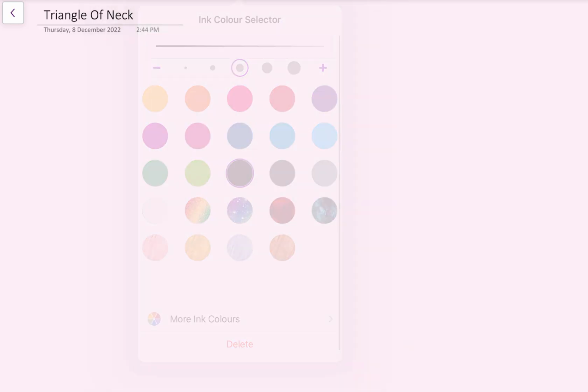Now we will discuss the triangles of the neck. Okay, so I'll give you a brief intro. Let's just give you the simplest possible way to understand triangles of the neck.